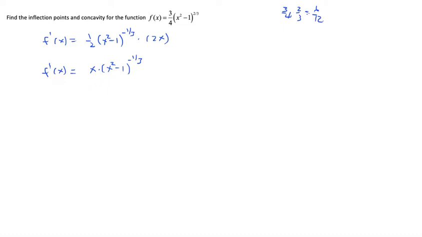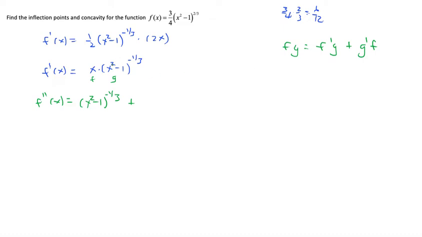Okay, so for the second derivative, just use the product rule. Remember, if we have two functions, f times g, the derivative is f prime times g plus g prime times f, or it doesn't really matter, because addition is commutative. Now this f is different than the f of x, so this is just for labeling purposes. The derivative of x is just 1, so we get (x squared minus 1) to the negative 1/3 plus g prime times f.